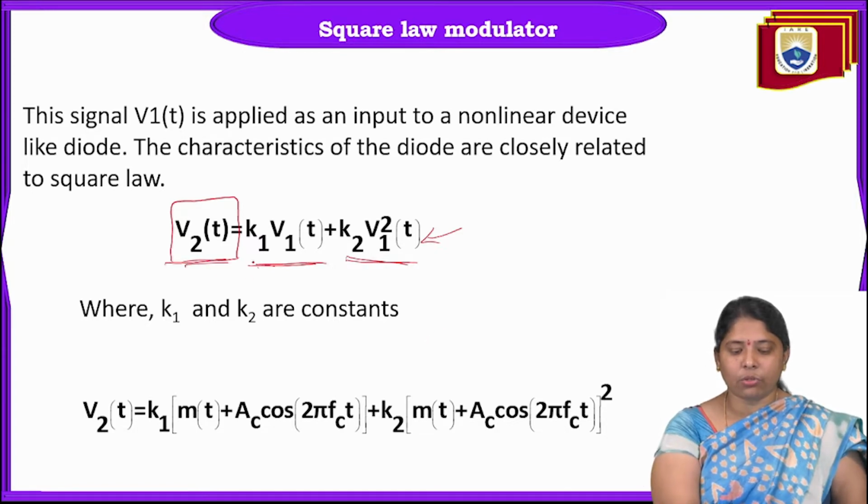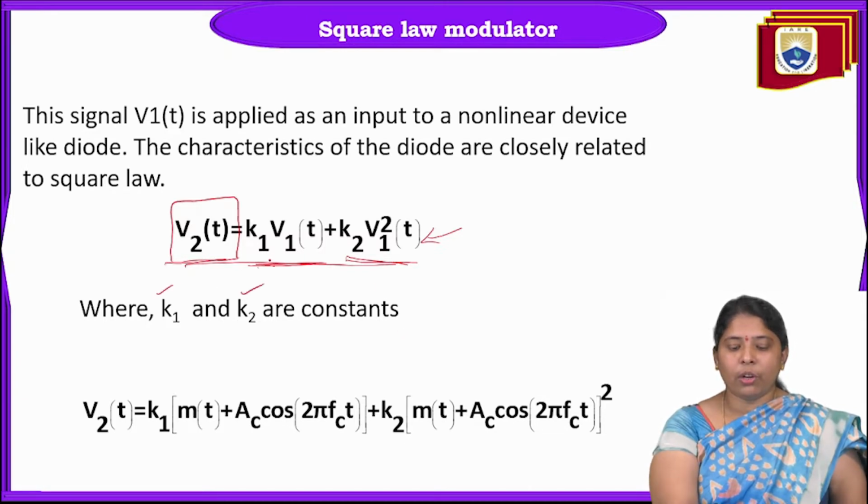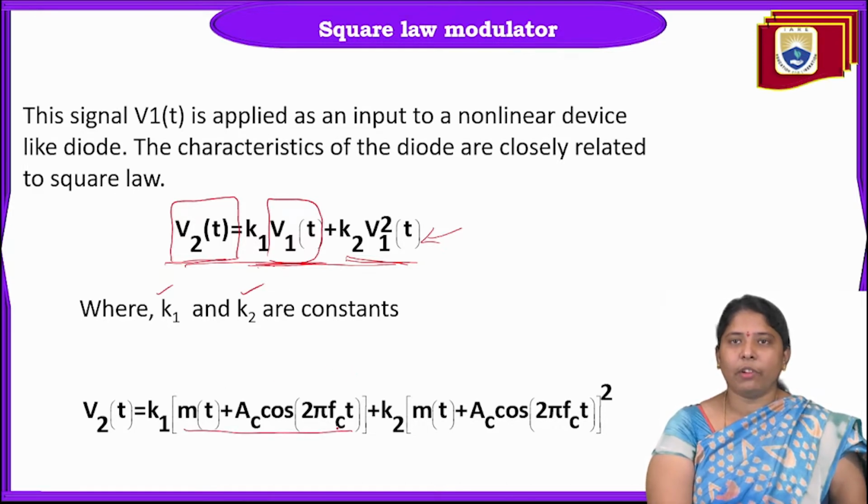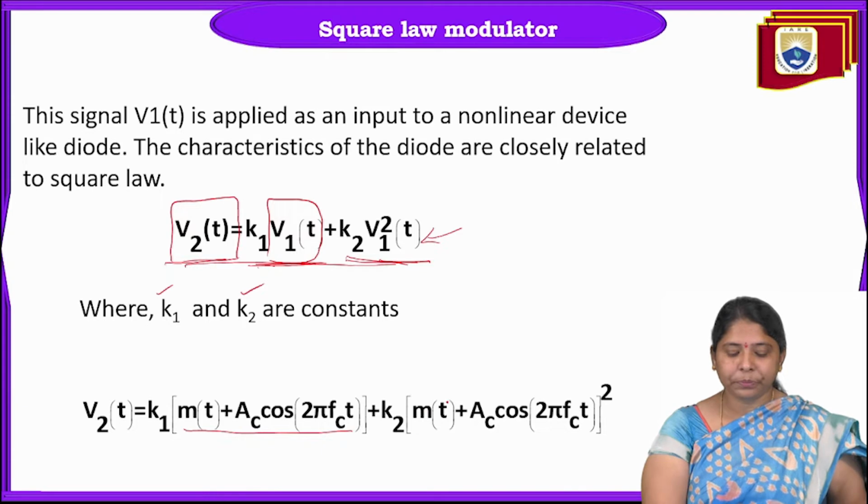This is the characteristic of a non-linear device. Here K1 and K2 are constants. We know V1 of t is the summation of message and carrier. So we'll replace message plus carrier as V1 of t, and we will replace V1 square of t also. We'll simplify this V2 of t.